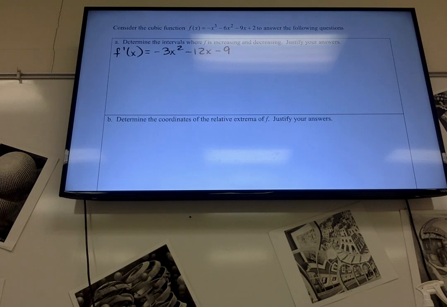And how do I find the critical values where it changes, or the critical points? Yep, set equal to 0. So I'm going to solve this by factoring. Factor out -3 first. Two numbers that multiply to give me 3, but add to give me 4. Yep. 3 and 1. So there's our critical values.